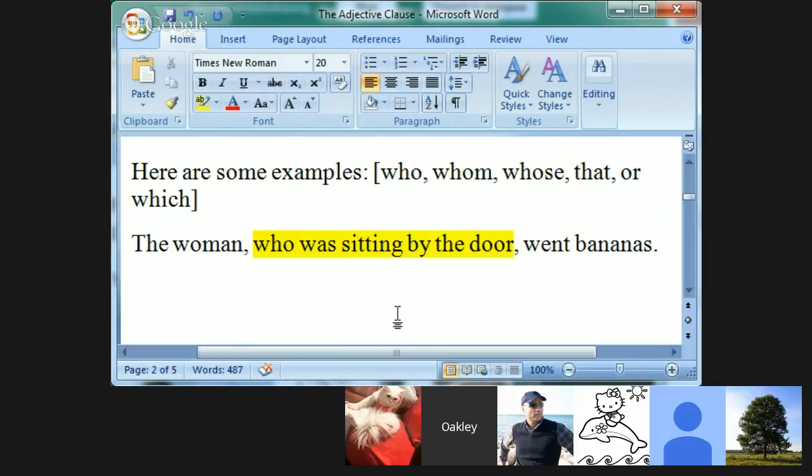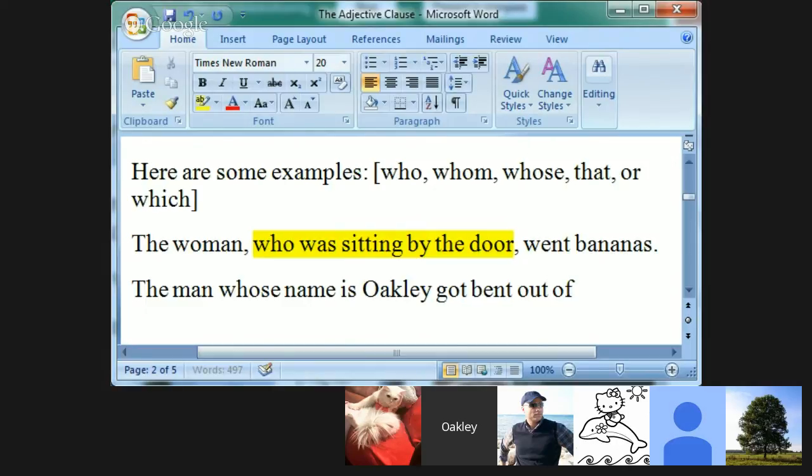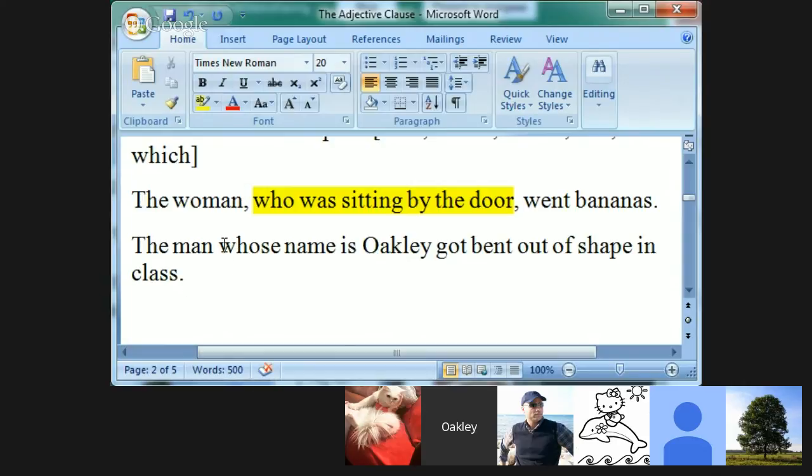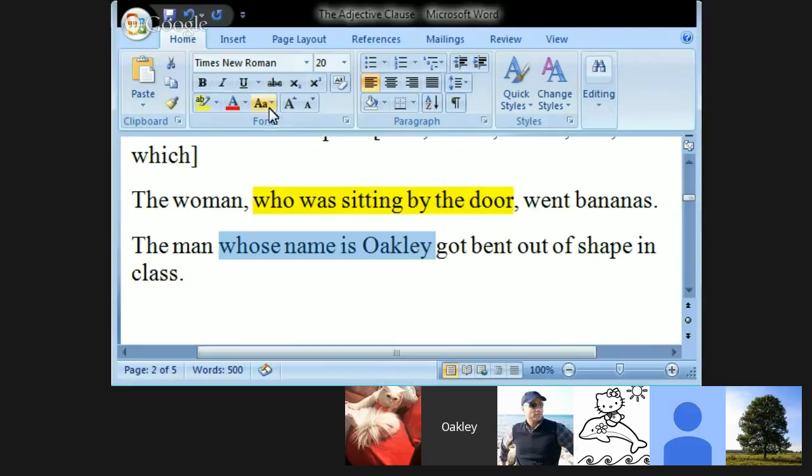The man whose name is Oakley got bent out of shape in the class. Got what again? Bent out of shape. Okay, interesting. Frank, very good. Your relative clause or your adjective clause is what? Whose name is Oakley. Most certainly it is.